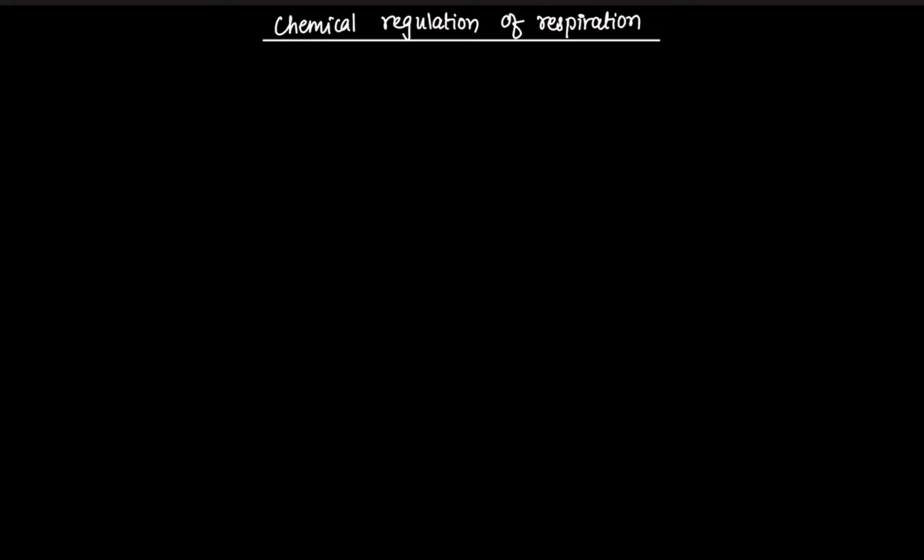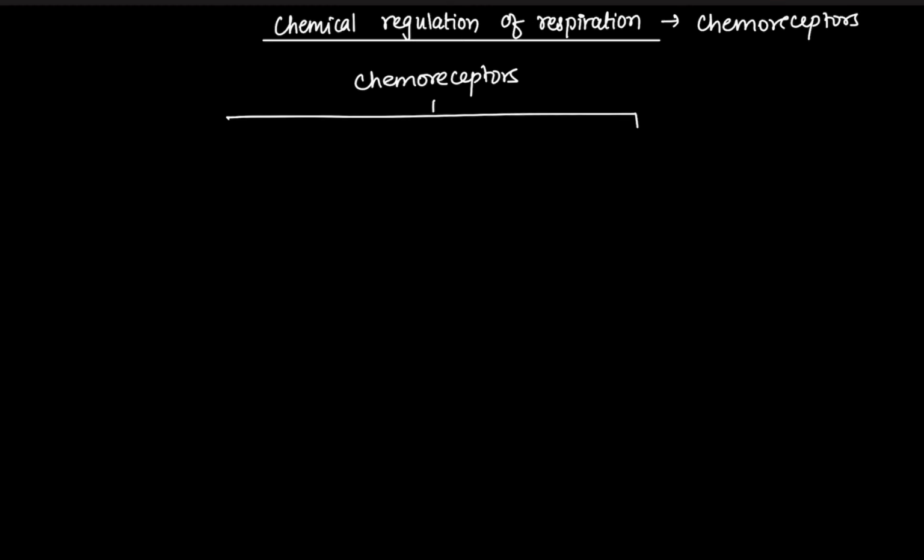So mainly the chemical regulation is done by the chemoreceptors. Now what are the types of chemoreceptors? These chemoreceptors are mainly of two types, right? One is known as the peripheral chemoreceptors and the other one is known as the central chemoreceptors, right?